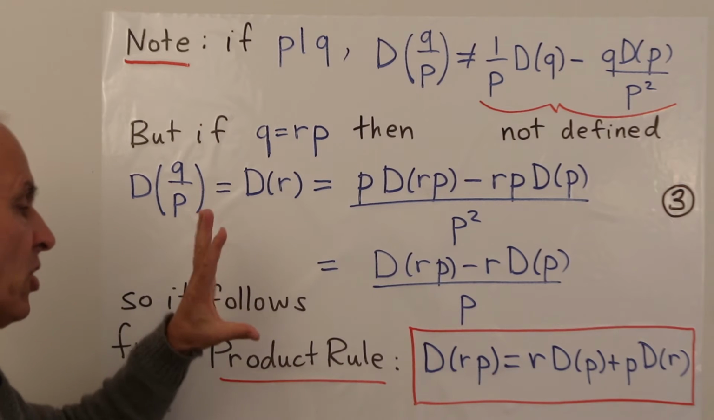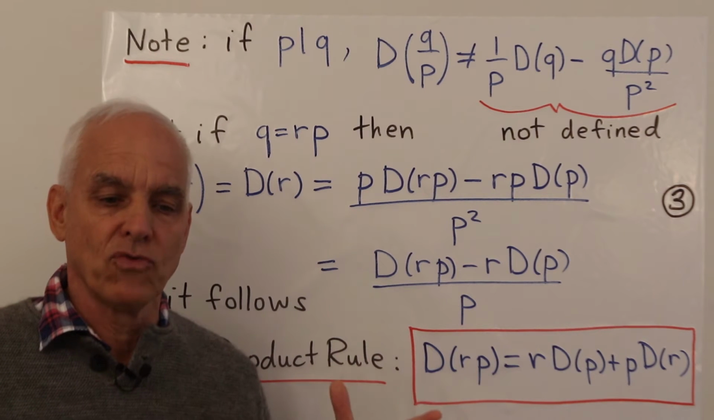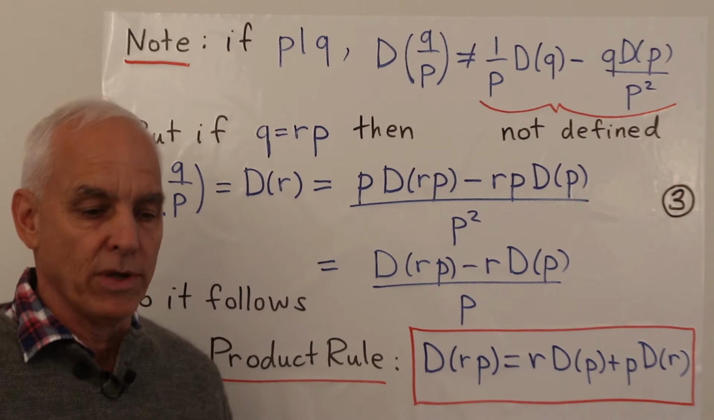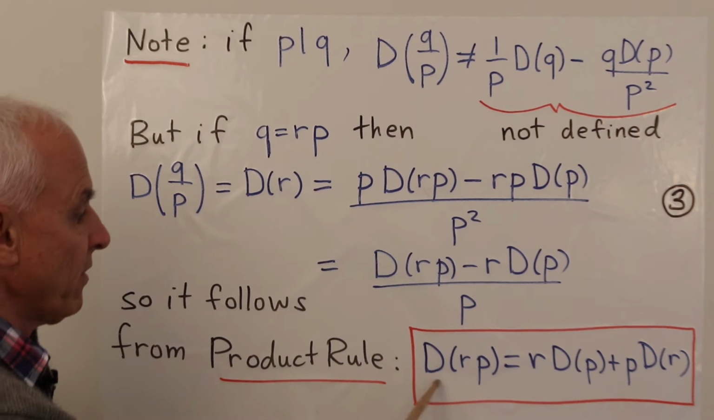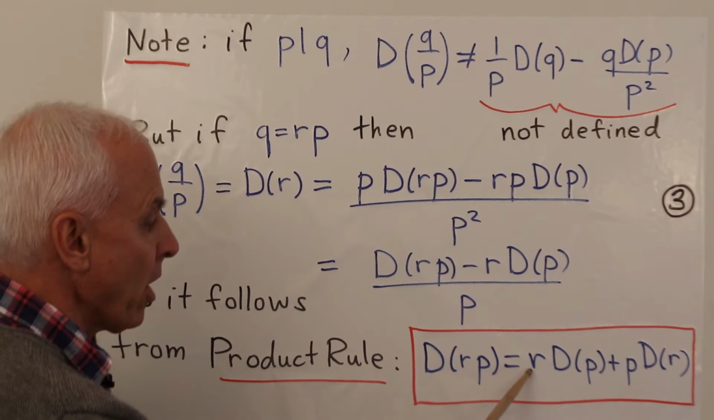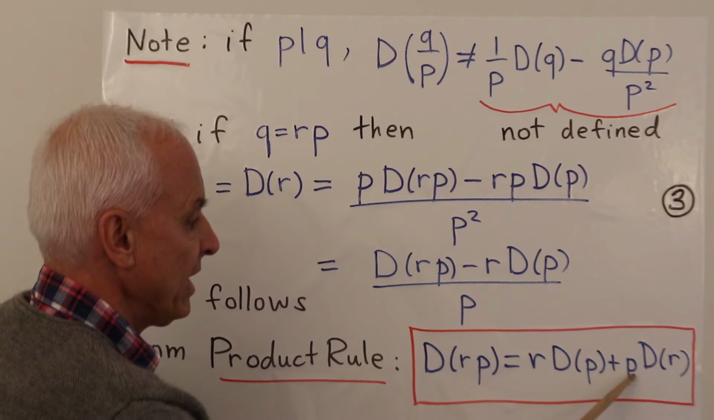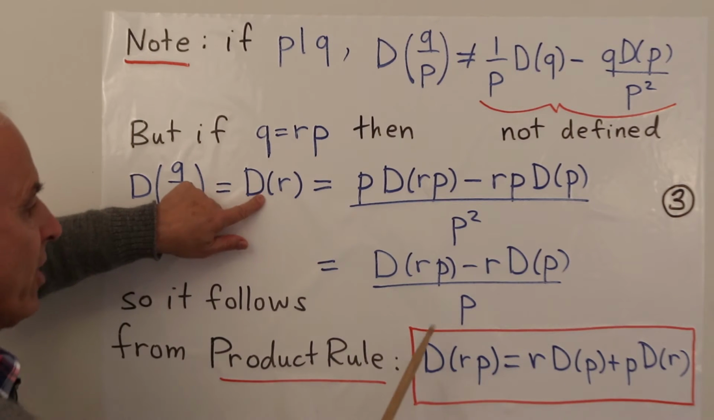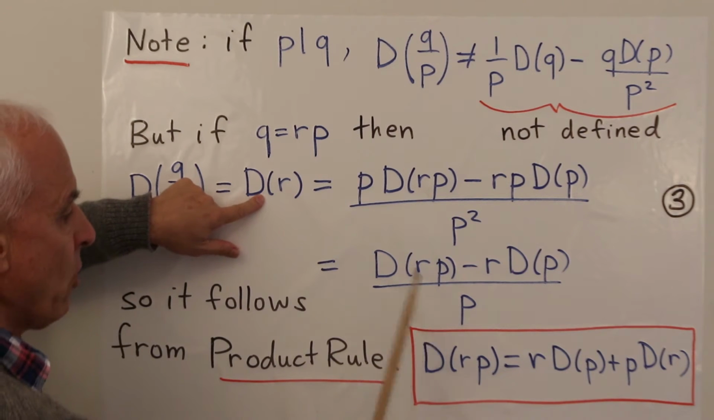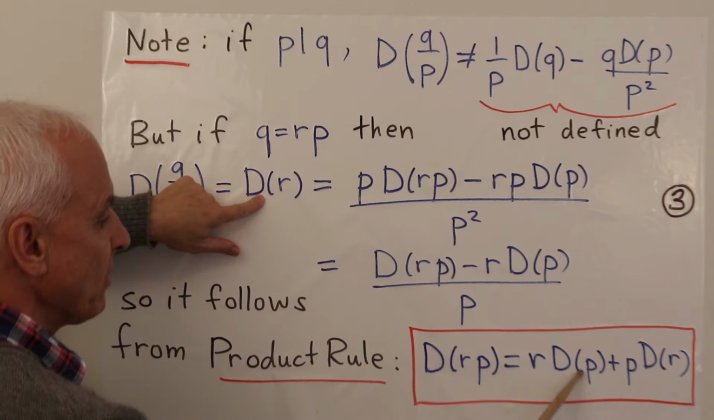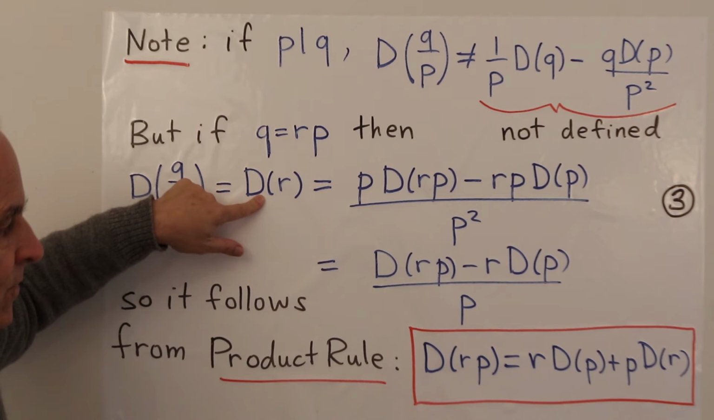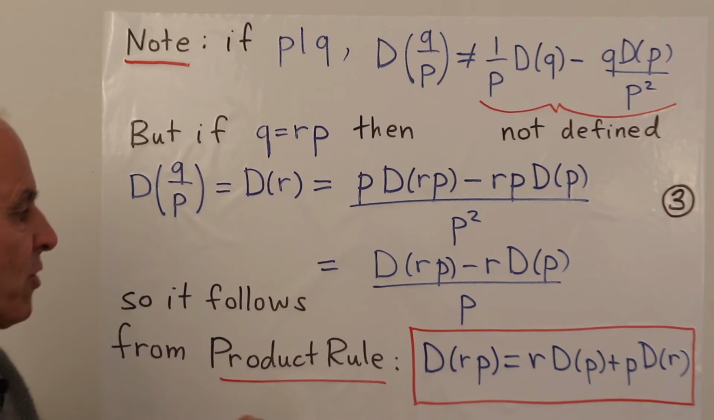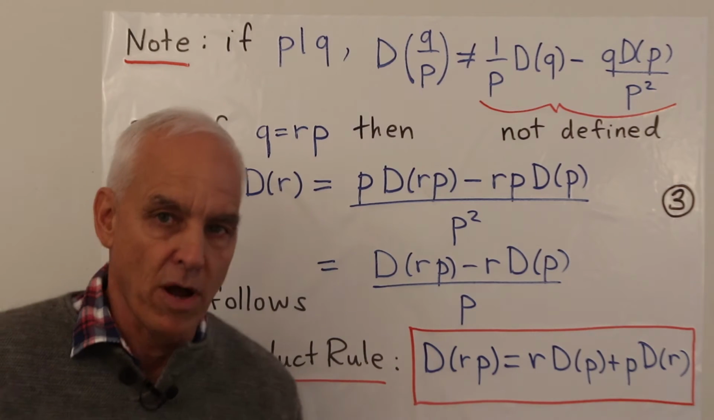And this then is an alternate form of the quotient rule, and we see now why the quotient rule is satisfied, because this is essentially equivalent to the usual product rule that the derivative of rp equals r dp plus p dr. What we've got here is just a rewriting of this, where we've taken this and subtracted this, and then divided by p. So that's like a proof of the quotient rule from the product rule.